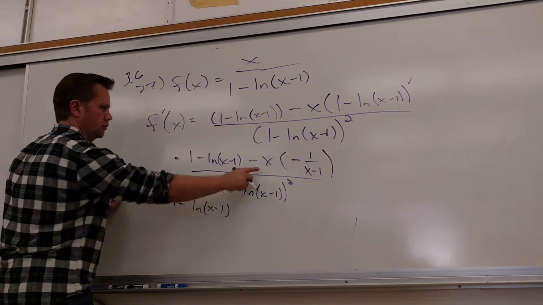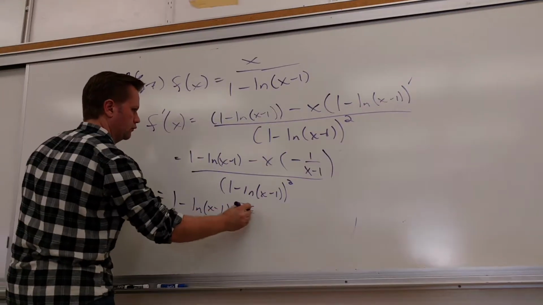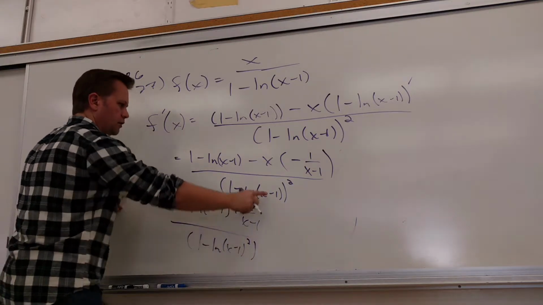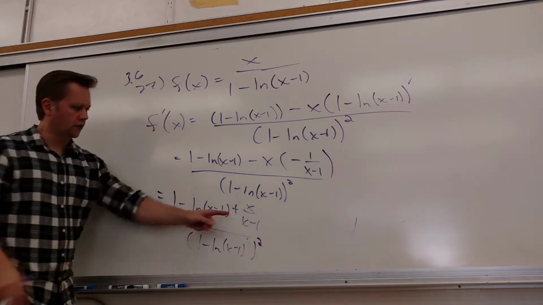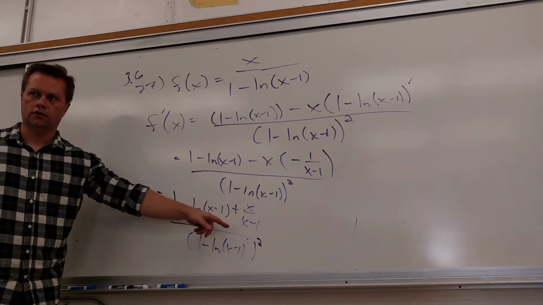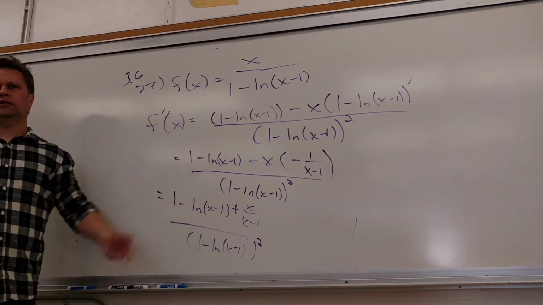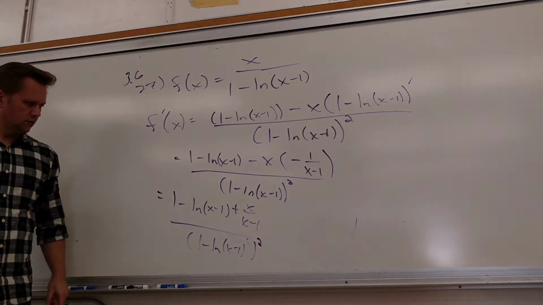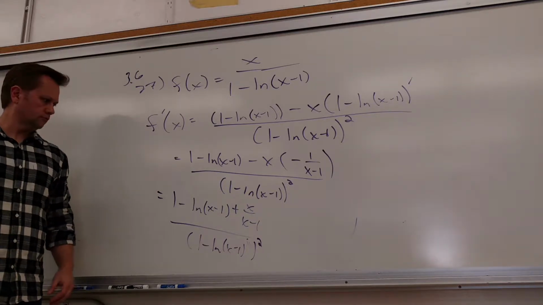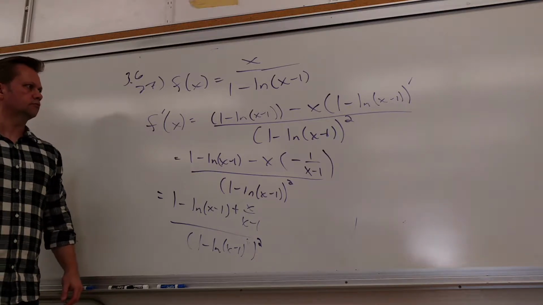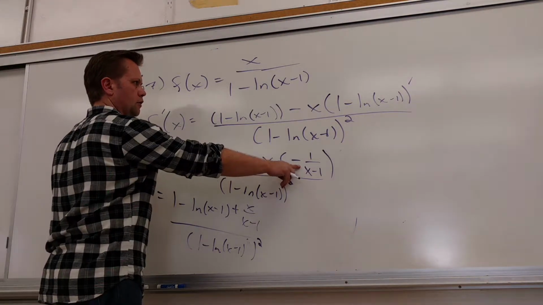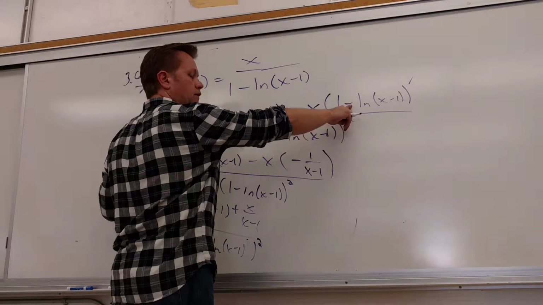What do you get over there? Plus x over x minus 1. And then, technically, we don't like fractions inside of fractions, so you could multiply top and bottom by x minus 1. But it doesn't make it any better, to be honest. So we can just leave it like that? You can leave it like that, that's fine. Yes, ma'am. You see? Derivative of 1 was 0, and then there's a negative sign? Oh. Yeah.